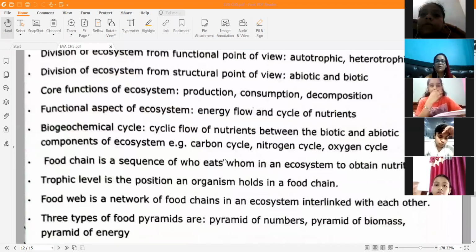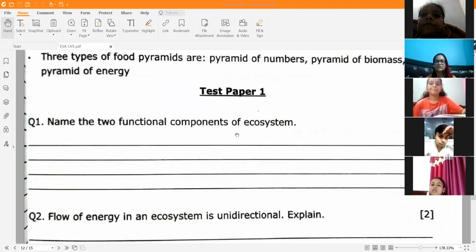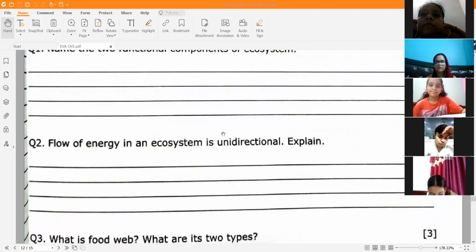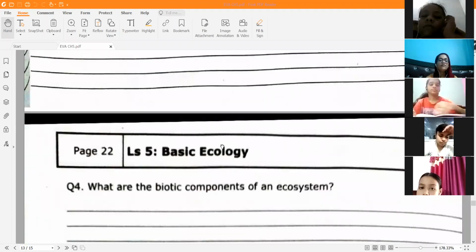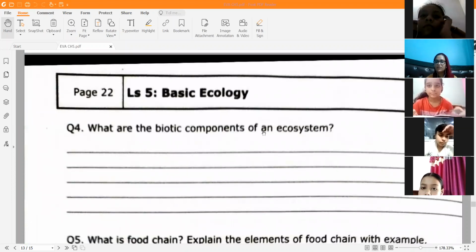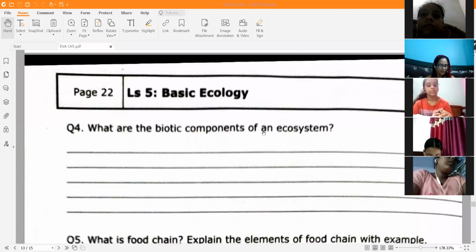Then you have your workbook questions. So 2 functional components of ecosystem we've done. Flow of energy is unidirectional. We've done what is food web, what are its 2 types. We've done what are biotic components of an ecosystem. So you can talk about it. Just the biotic components, right? So page 44.